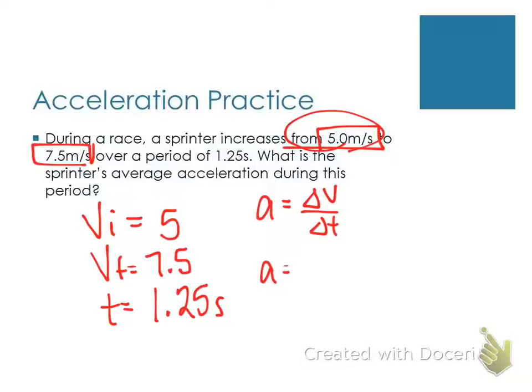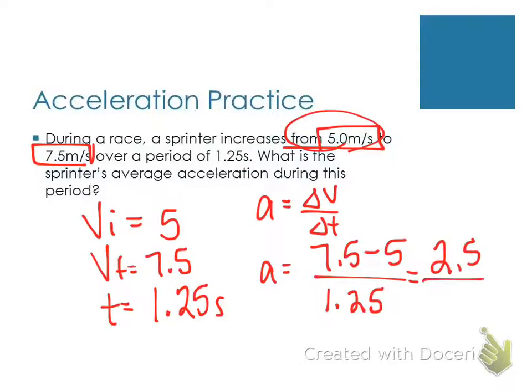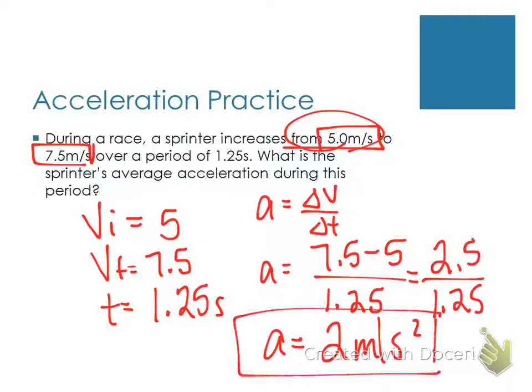Okay, so our acceleration is equal to change, which is final minus initial over time, which gives me 2.5 over 1.25, which gives my acceleration equal to 2 meters per second squared. Very good. Okay, the reason it's meters per second squared is because our velocity was measured in meters per second, and our time was measured in seconds. So if you take meters per second divided by seconds, that's how we get meters per second squared.